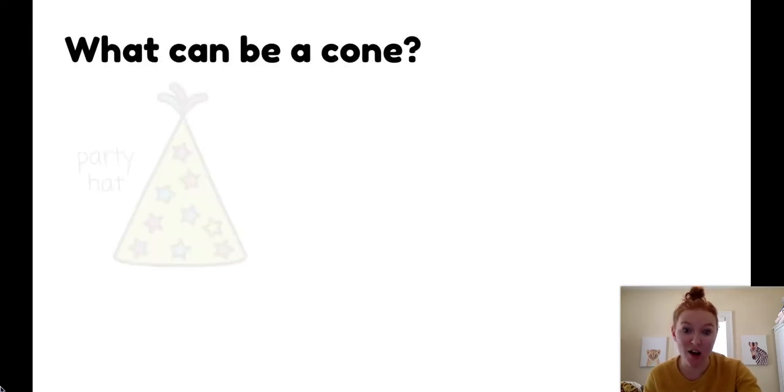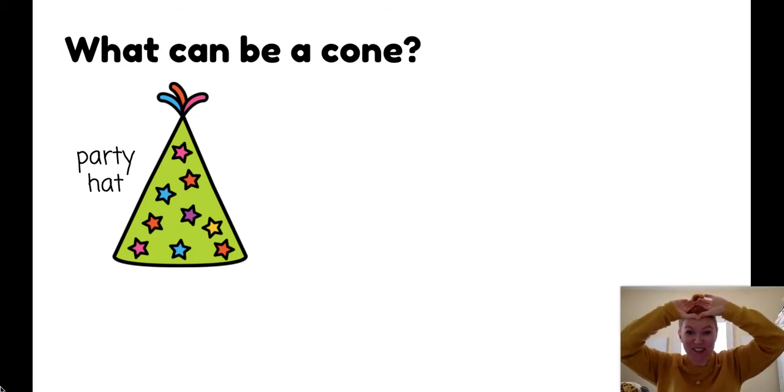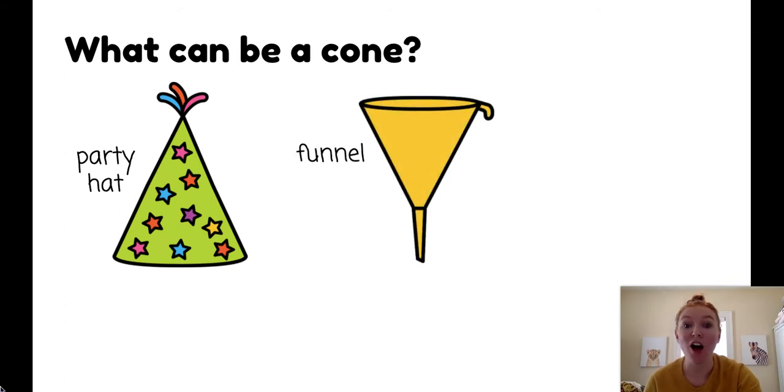Let's see if we can find what can be a cone. A party hat can be a cone. It has a circle where your head goes, right? And then it comes together to be a point. A funnel can be a cone. A funnel is something that grown-ups might use to put oil in their car, or they might use a funnel when they're measuring something in the kitchen when you're baking something. That's a funnel. It's got a big open circle, and then it comes down to a point.